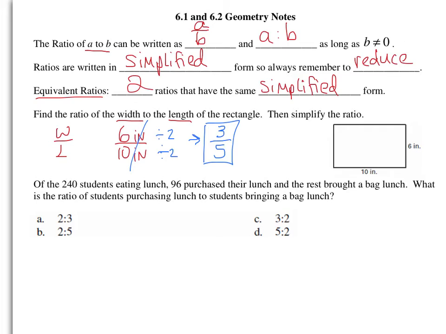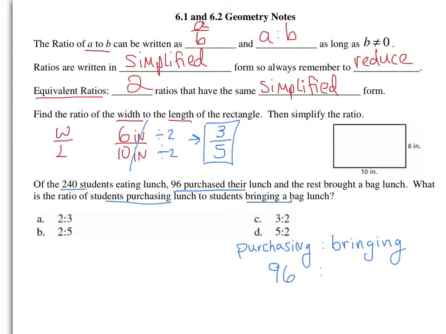For the next question, if we have 240 students eating lunch, 96 purchase their lunch, and the rest of them bought a bag lunch, what is the ratio of students purchasing to the students that are bringing? First off, we can set up a ratio like we've got right here: purchasing, then our colon, and then bringing. So we need to find the number purchasing and the number bringing. The number purchasing is 96. That part's the easy part.